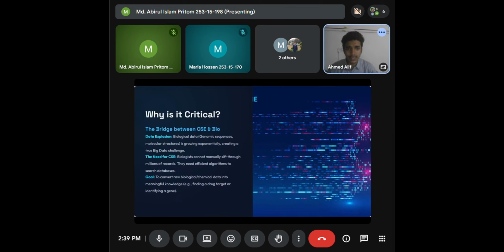Why is it critical? Now let me explain why database searching is so critical. Database searching works as a bridge between computer science and biology. Today, biological data like sequences and molecular structures are growing very fast. This creates a big data problem. Biologists cannot manually search millions of records. That's why they need computer science algorithms to do this work efficiently.